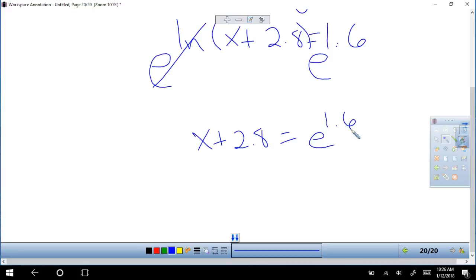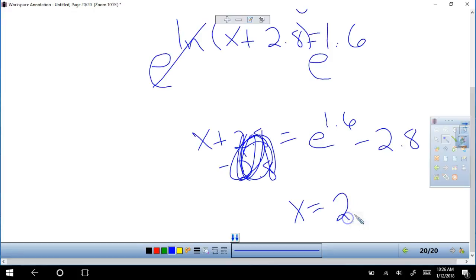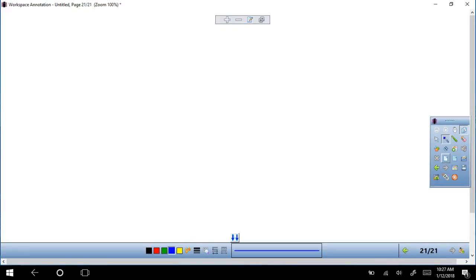Now, this question, I would rather you do an exact answer, but it asks for approximate. So we'll do that. I'm going to subtract 2.8, and you plug that in your calculator. Oopsie. Plug it in correctly. x equals 2.15. Alright, last question. I'm going to put all the trig stuff on part 2.